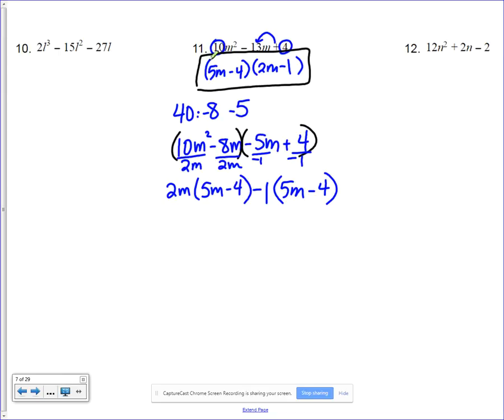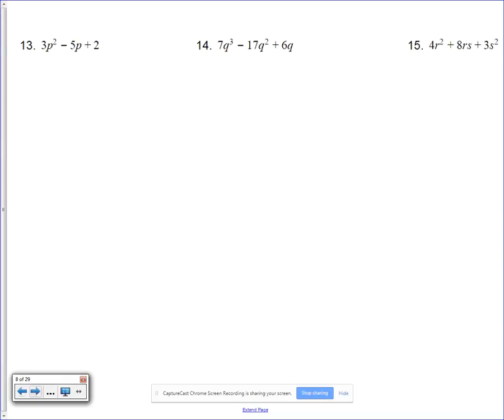Which one did you say? 15 is close. What do you want to take out of 15? Yeah. No, that's close though, right? Okay, so try another one. Which other one might have a GCF?